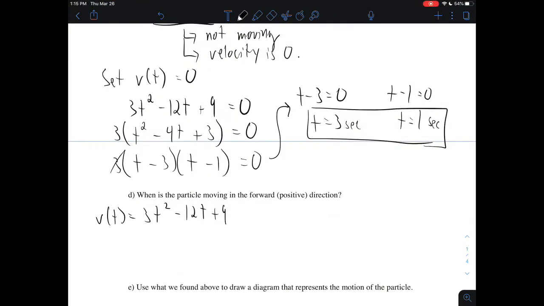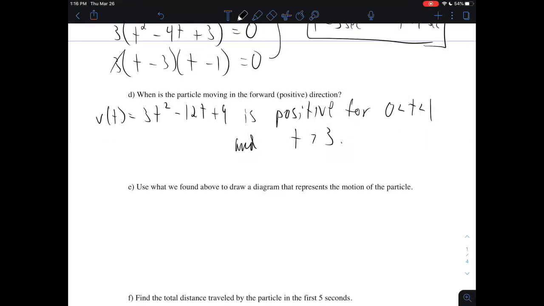So this function, v of t, is positive just based off of the graph for t between 0 and 1, and for t greater than 3. So those are the times when the particle is moving forward. That's when the velocity is positive.